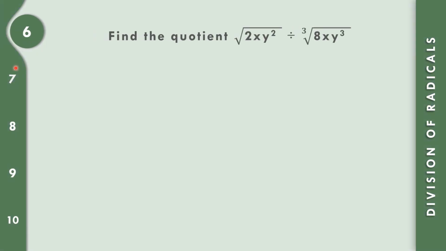How about number 6? Square root of 2xy squared divided by cube root of 8xy cubed. So let us write in the exponent. That becomes, copy the radicand, 2xy squared raised to 1 over 2, divided by, copy, 8xy cubed raised to 1 over 3. So our goal, we have the same index. To make it the same index, the LCD of 3 and 2 is 6.